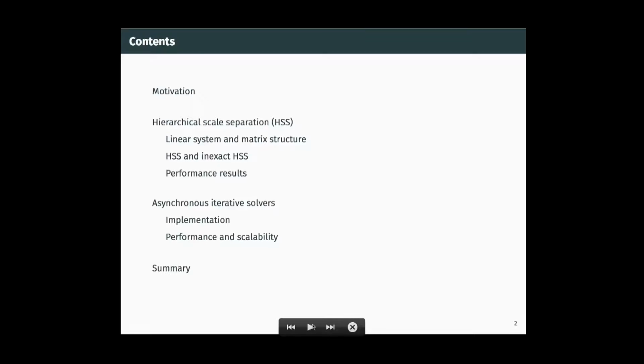First I want to talk about the motivation, what our application is, and why linear solver performance is important to us. And then I want to go into two different approaches to speed up linear solvers. The first one is an algorithmic, mathematical approach, whereas the second one deals with the efficient implementation of iterative solvers using asynchronous and one-sided communication.